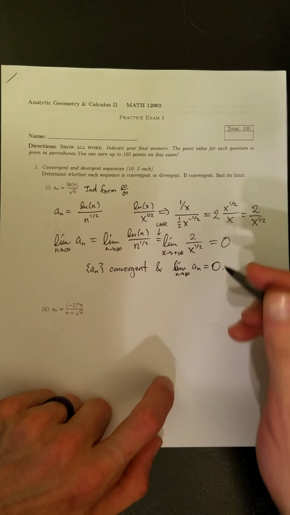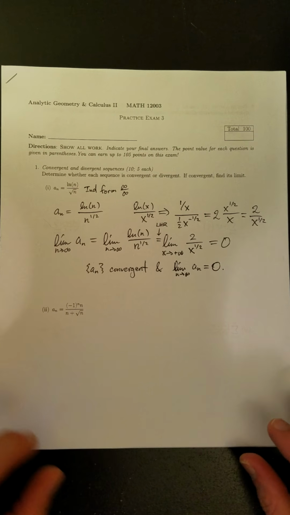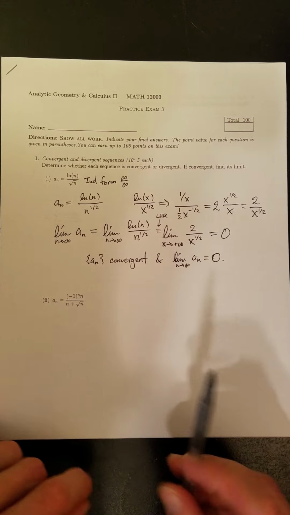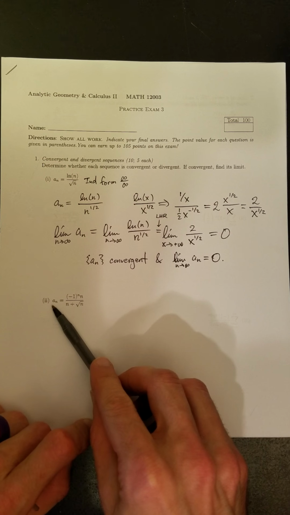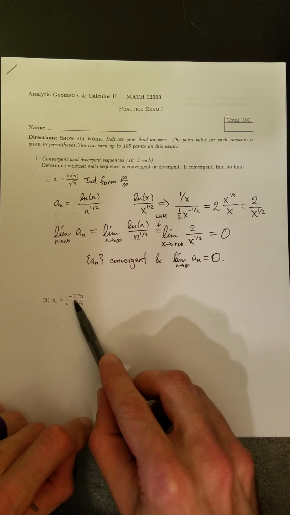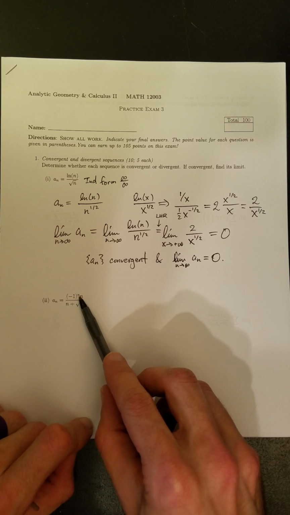Okay, so that's the first part of the first problem. And so now we'll move on to the second part of the first problem. In the second part, we have terms of a sequence, and the terms are alternating because we have this (-1)^n.